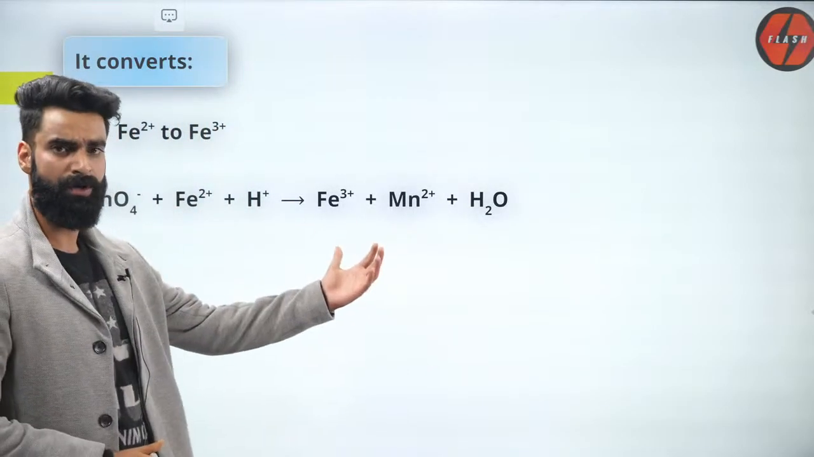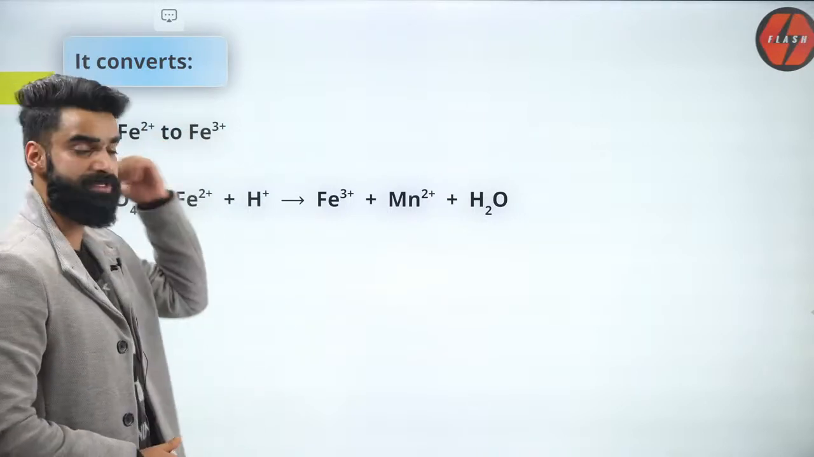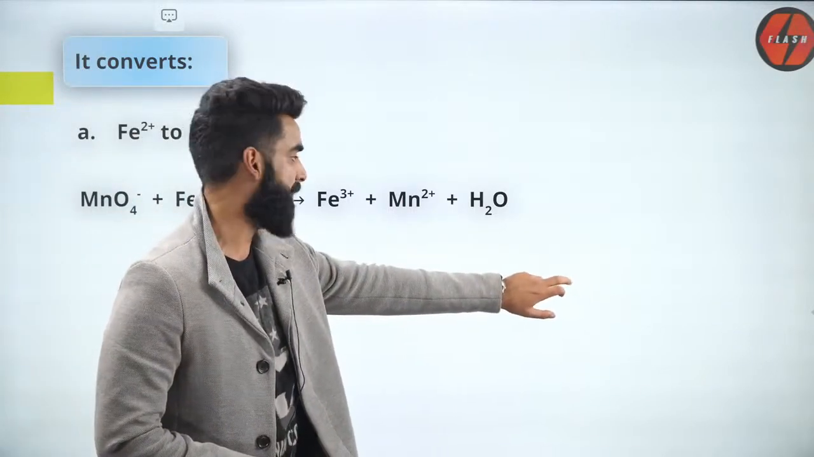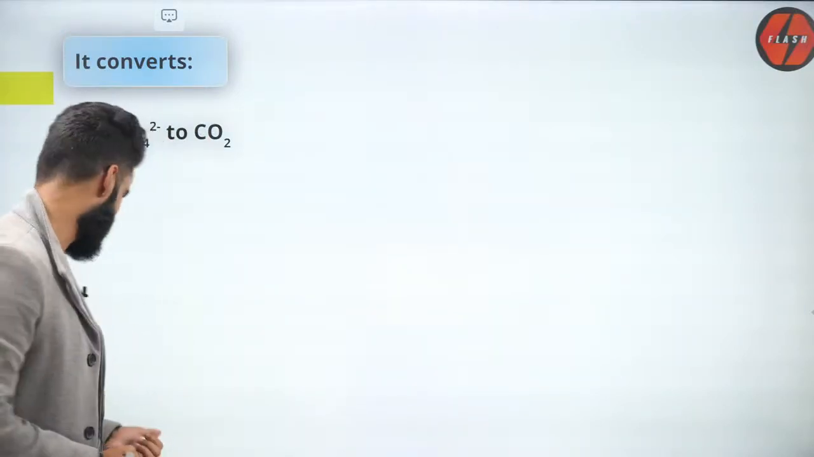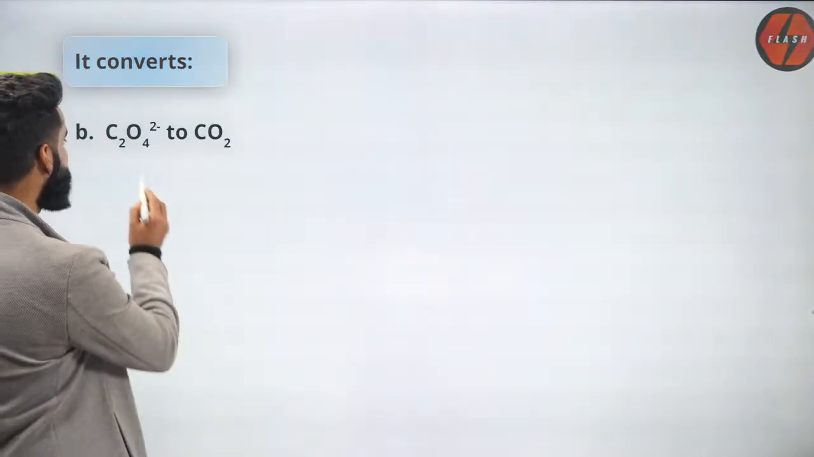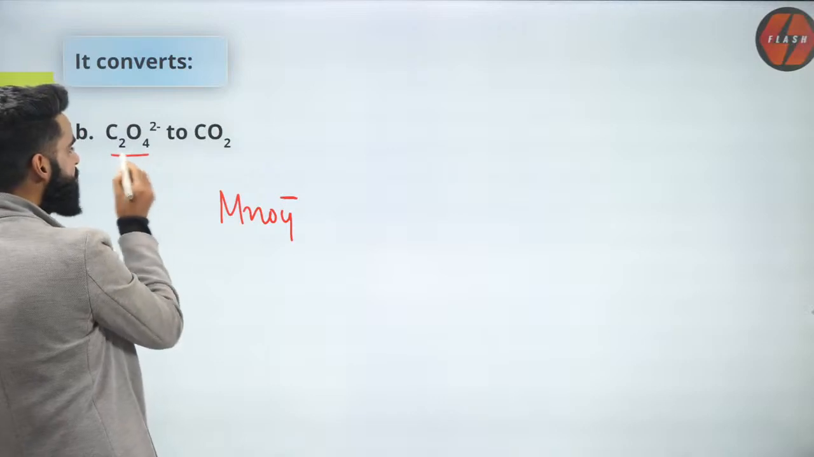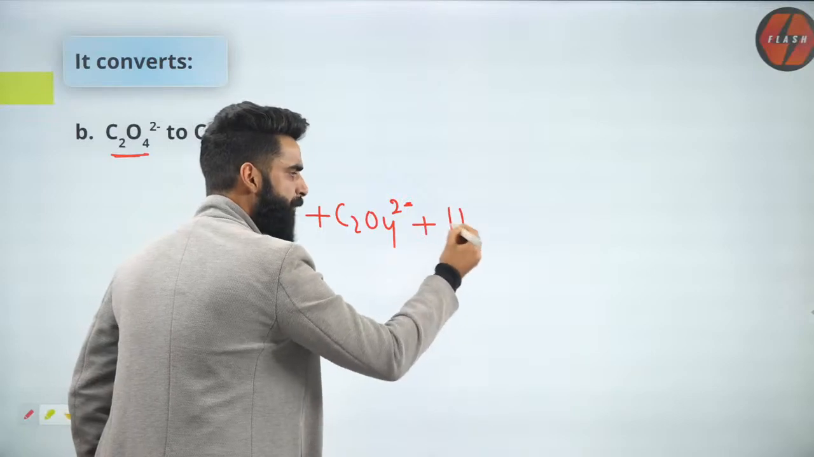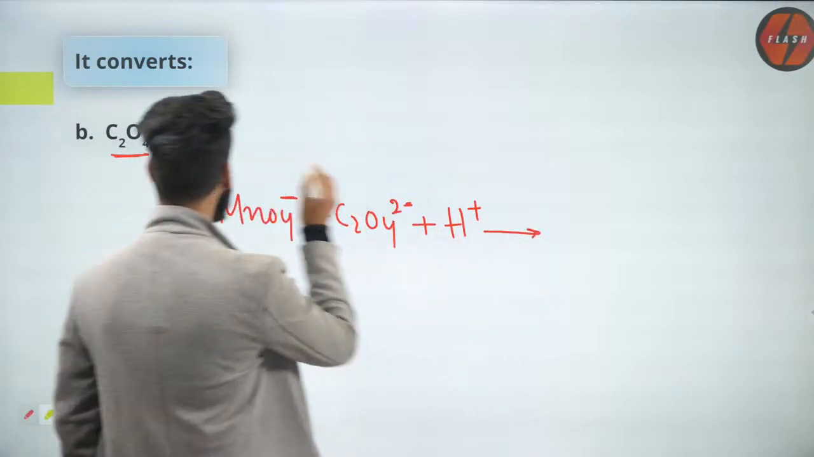This is the reaction which I showed you. KMnO4 or MnO4⁻ acts as a strong oxidizing agent. It converts Fe²⁺ to Fe³⁺, number 1. Similarly, the same MnO4⁻, the same KMnO4, converts C2O4²⁻ to carbon dioxide in acidic medium. This H⁺ represents acidic medium. MnO4⁻ converts C2O4²⁻ to carbon dioxide.